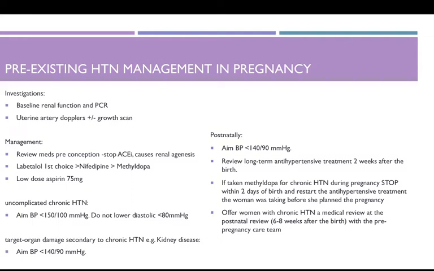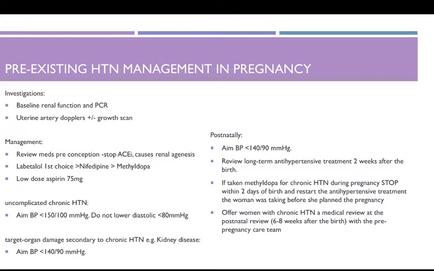Postnatally, you should be aiming for blood pressure under 140/90. You should be reviewing the long-term antihypertensive treatments 2 weeks after birth. If the patient was started on methyldopa for their hypertension, it's really important that that's stopped within 2 days of birth and you restart their regular antihypertensive medication.